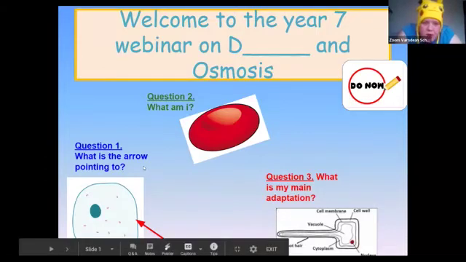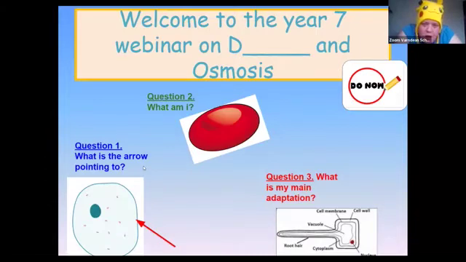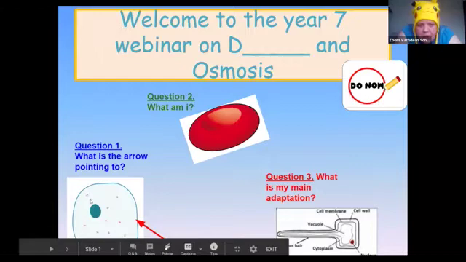Chloroplasts are only found in plant cells, so that would be something to watch out for. This is the animal cell, and the plant cell looks different to that. Okay, I'm going to do the second one now. So what's this big red blob at the top?